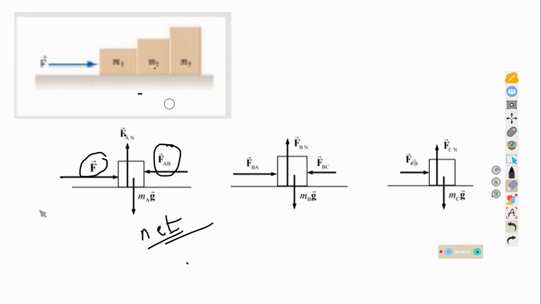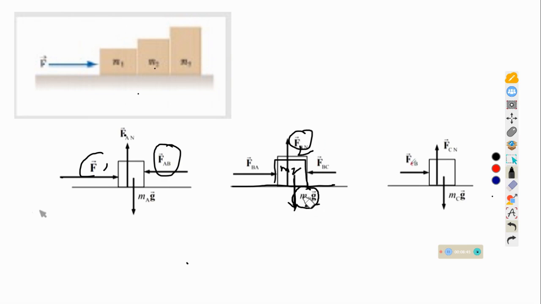So next, let's see the second block. Second block is M2 block. So while drawing free body diagram, this is the surface, this is the block. So downward weight will act, M2G will act downwards, and normal force F2 force will act upwards. This upward force, downward force cancel each other. So vertically there is no motion in the block.